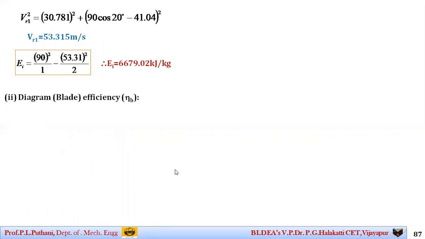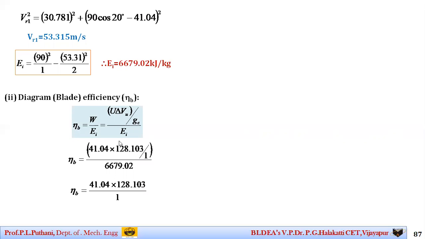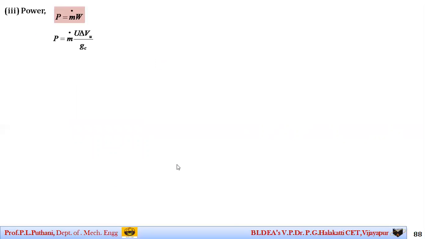Therefore, the diagram blade efficiency, how can you calculate? You can calculate as the ratio of work done to the energy available at the inlet. So already you know delta VU, we have found out. So the blade efficiency is 78.71%. Similarly, power is m dot W, m dot U delta VU by GC. Here we have to find out per stage. So on substitution, we get it as 13.143 kilowatt.